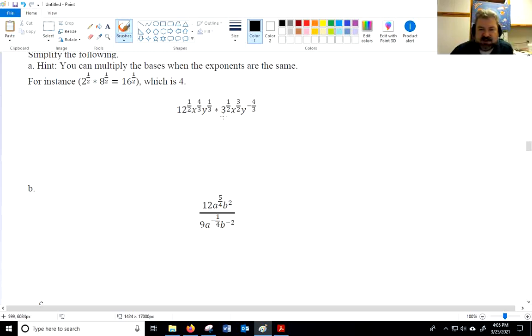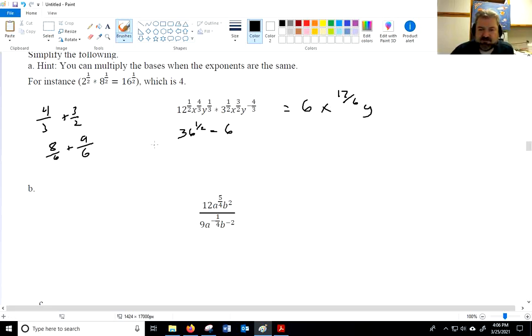We got 12 to the 1/2 times 3 to the 1/2. And as we mentioned, you can actually multiply the bases whenever the exponents are the same, but just keep the exponent the same. So 12 times 3 is 36 to the 1/2. But that just equals 6. So 6x. Now we got to add the exponents on x. 4/3 plus 3 halves. This becomes 8/6 plus 9/6 is 17/6.